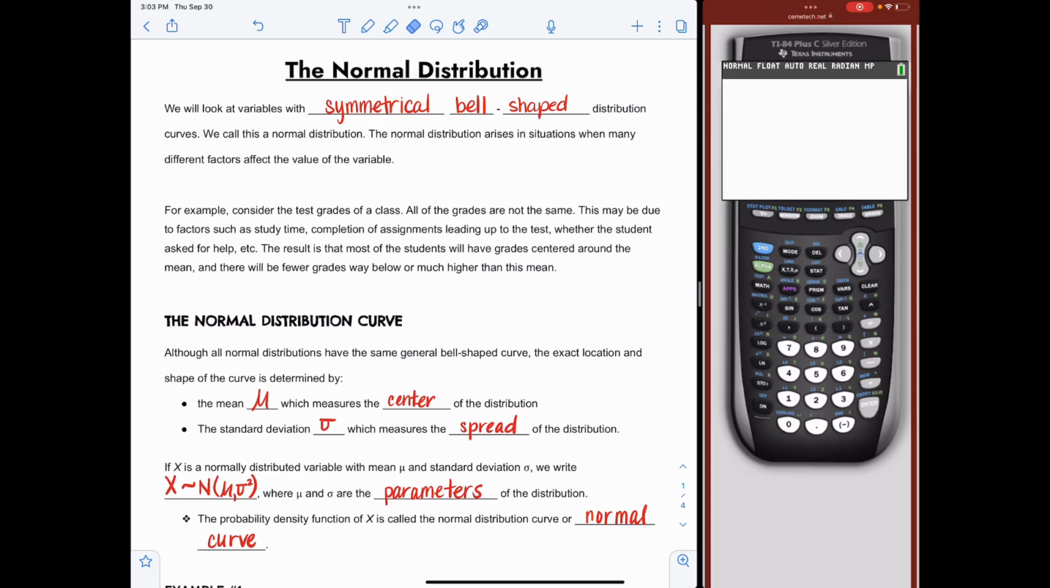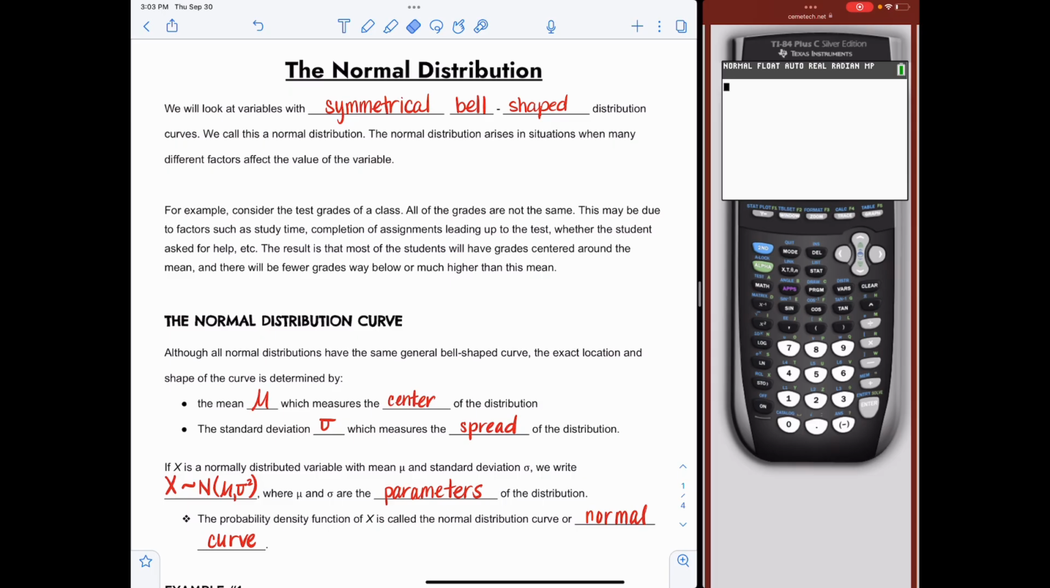For example, consider the test grades of a class. All of the grades will not be the same, and this may be due to factors such as study time, completion of assignments that lead up to the test, whether the student asks for help, etc. The result is that most of the students will have grades that will be centered around the mean or the average, and that there will be fewer grades that are way below and fewer grades that are also much higher than this mean.